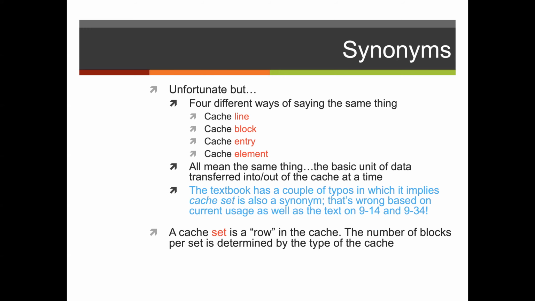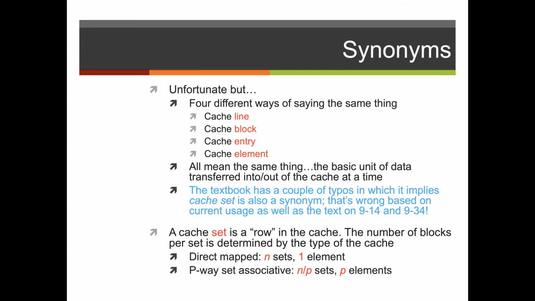A cache set is a row in the cache, and the number of blocks per set is determined by the type of cache utilized. With this in mind, we have some generalizations that we can consider. A direct mapped cache has n sets and 1 element. A p-way set-associative cache is going to have n over p sets and p elements, while a fully associative cache will have 1 set with n elements.